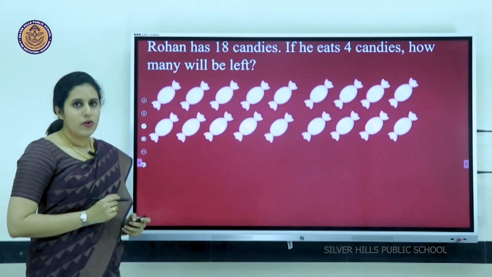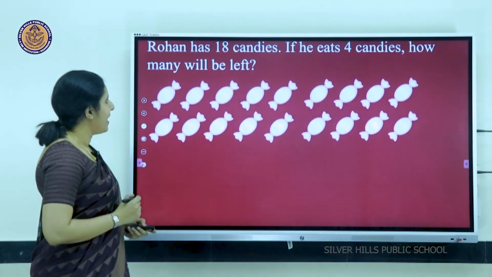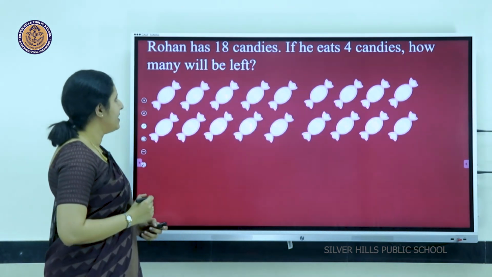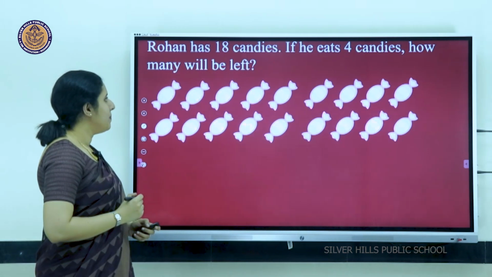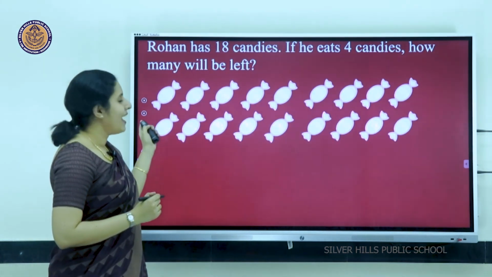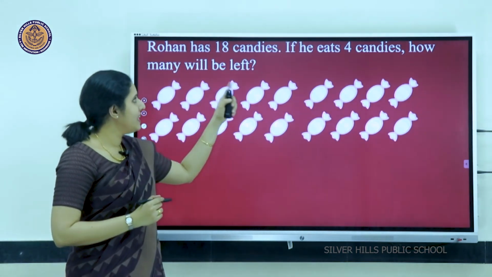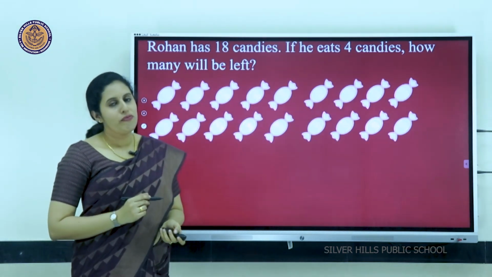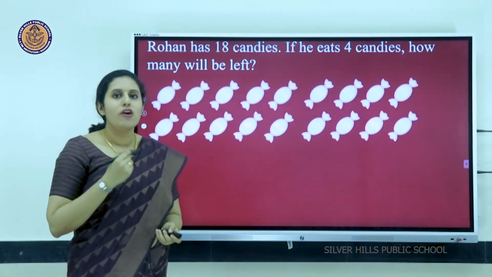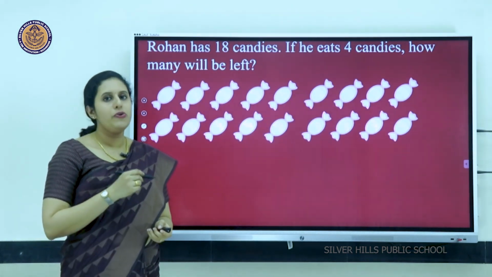Look at the question on the board. Rohan has 18 candies. If he eats 4 candies, how many will be left? That is the question. You see on the screen 18 candies. And Rohan is eating how many candies? 4 candies. Which means from 18, 4 has to be taken away. Now how do you do that?